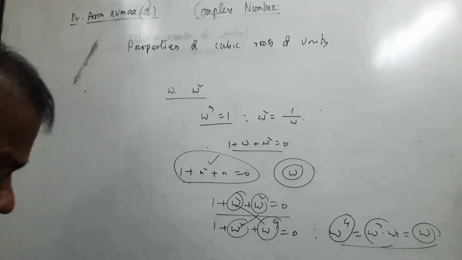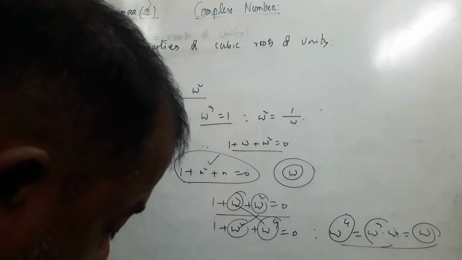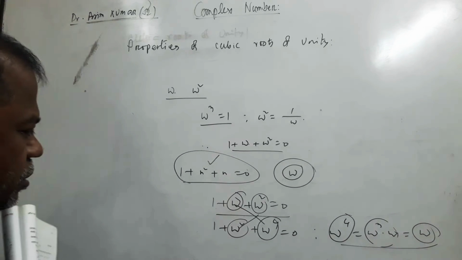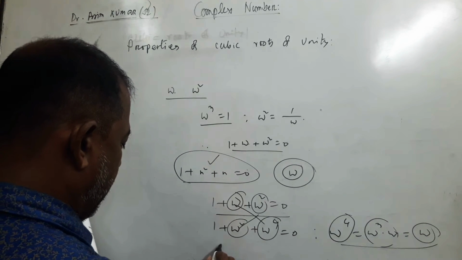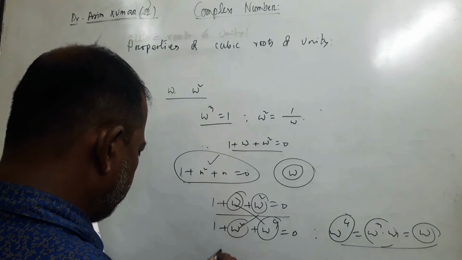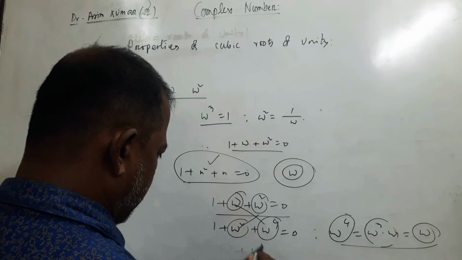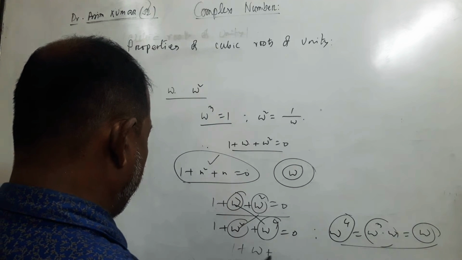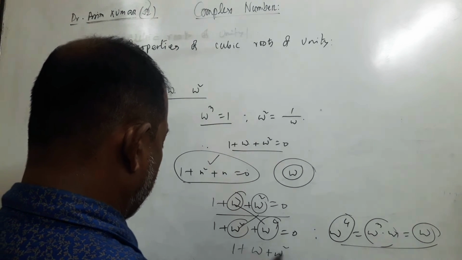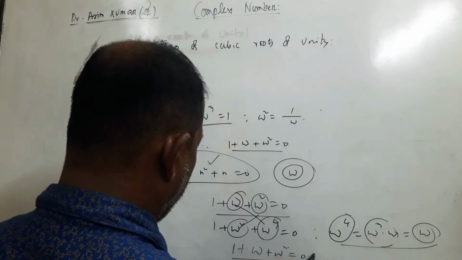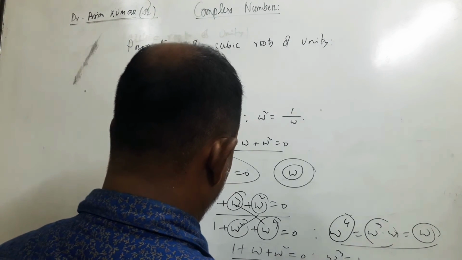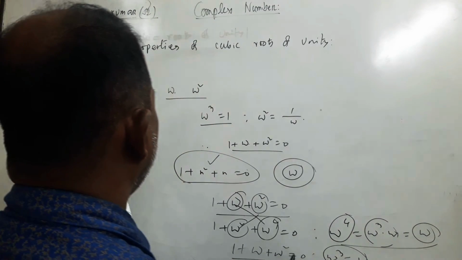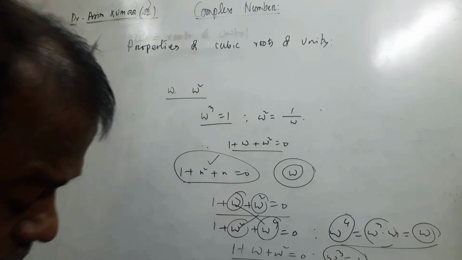So firstly, thinking about these rules: 1 plus omega plus omega square equal to 0 and omega cube equal to 1. These are the main things and main rules with omega.